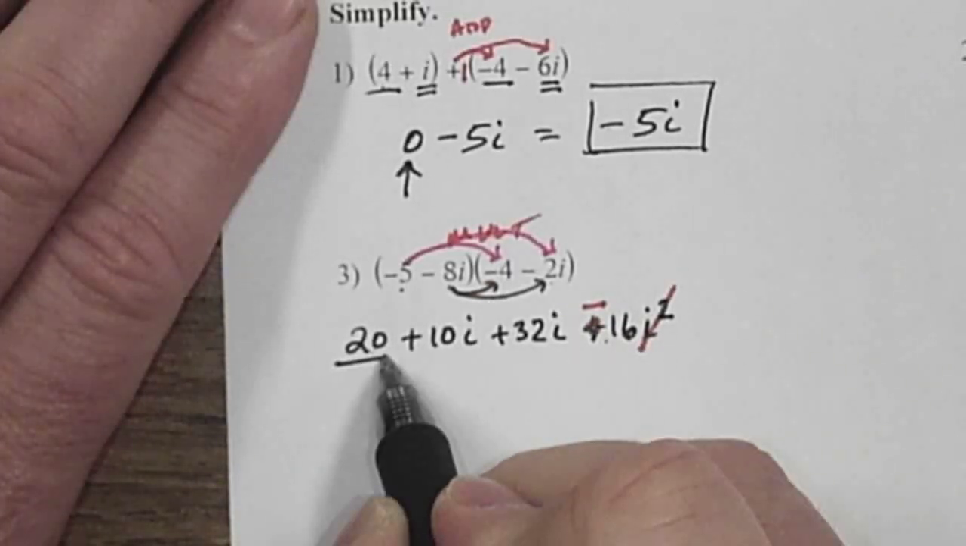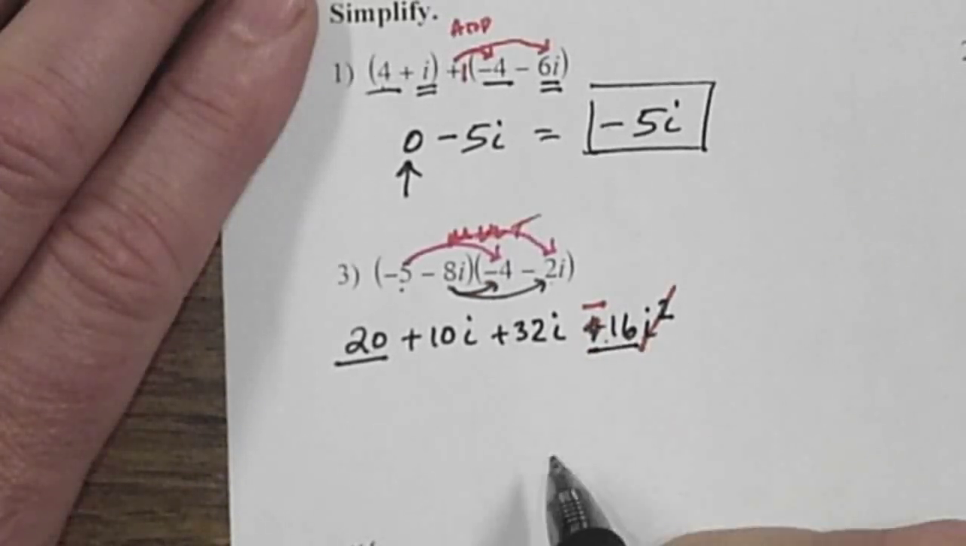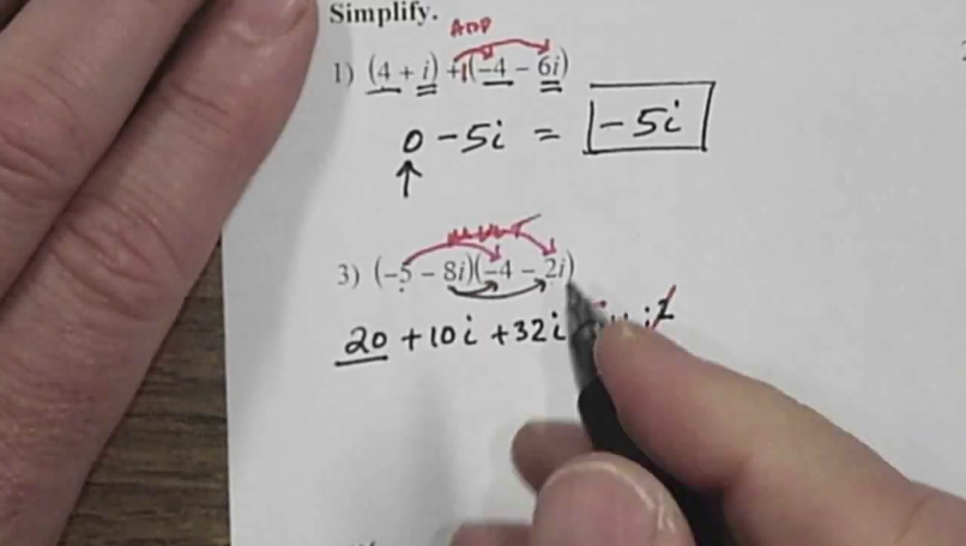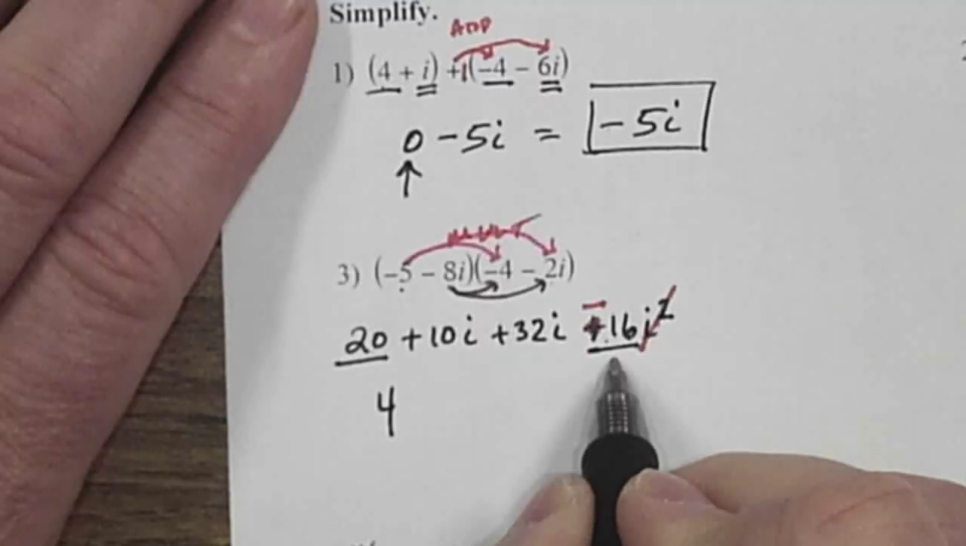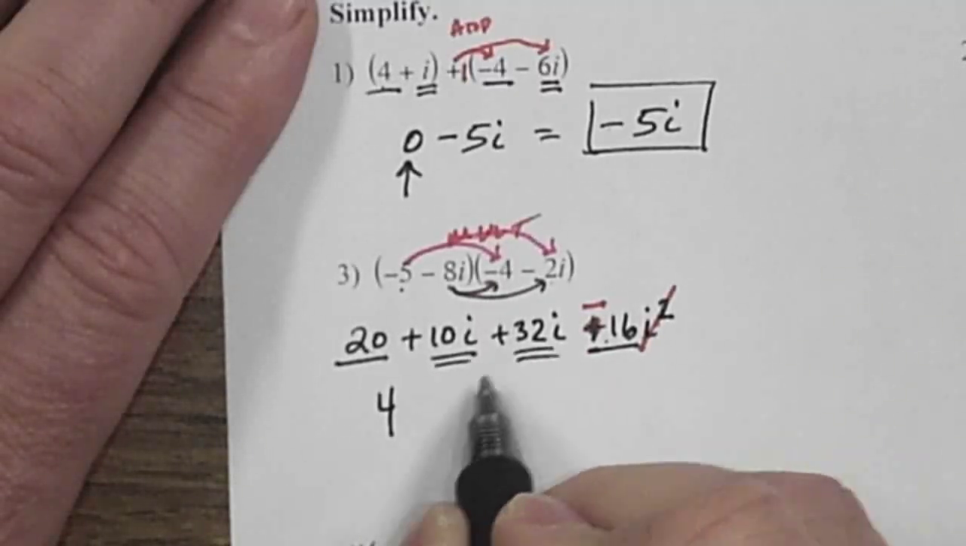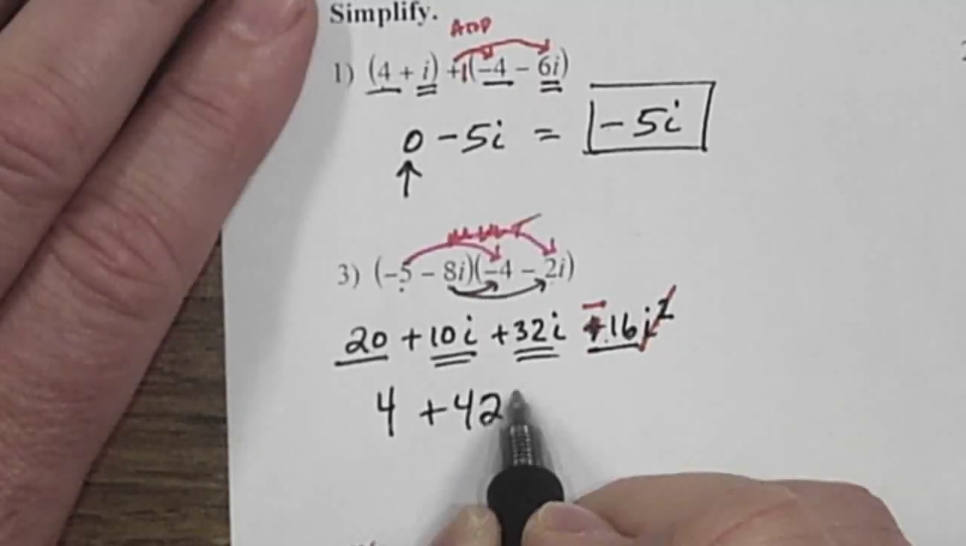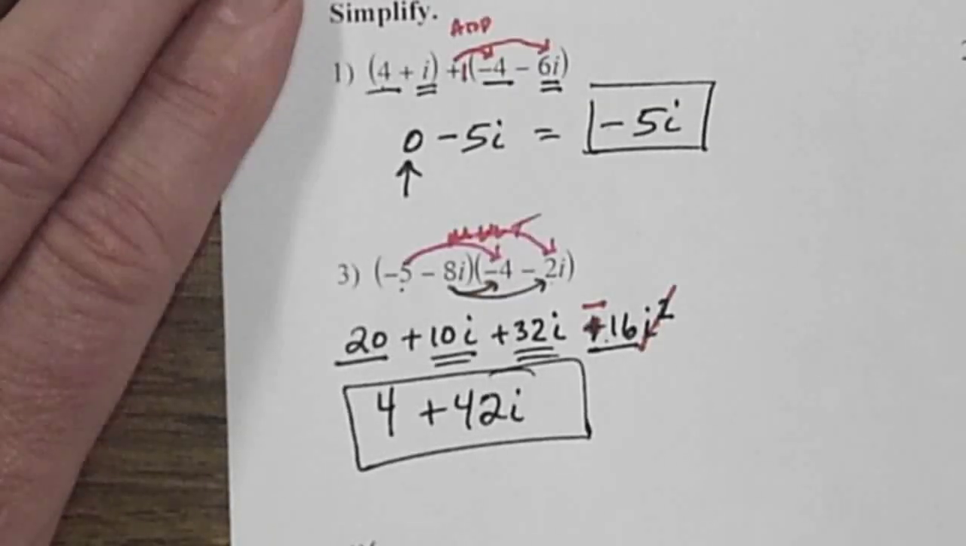Now we can combine like terms. 20 minus 16. The i squared is gone because we made it -1. So that's 4. 20 minus 16. 10i plus 32i is 42i. And we're done.